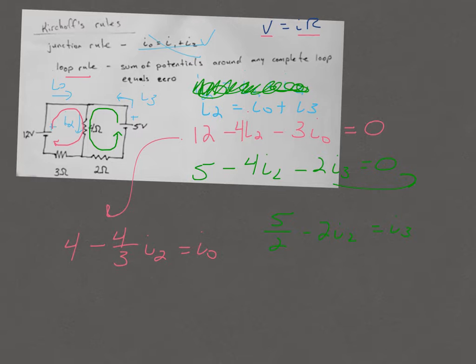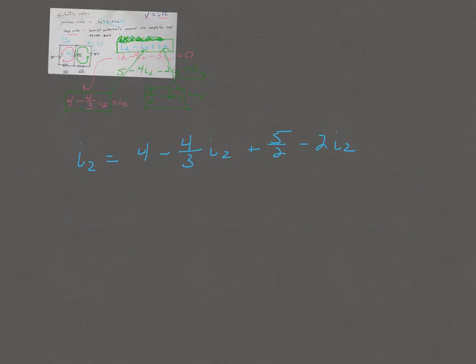All right, now that I have these two equations here, I'm going to bring them up to my junction rule equation. So I'm going to plug this in for I0, and I'm going to plug this in for I3. And there that is. Now we just have to combine like terms and solve for I2, right? So I'm going to bring the 2I2 over to the other side by adding. I get 3I2.